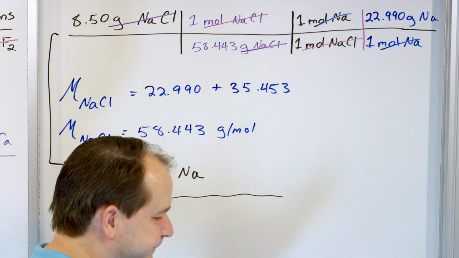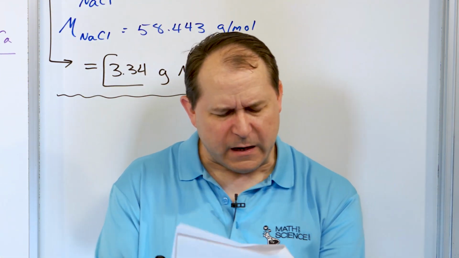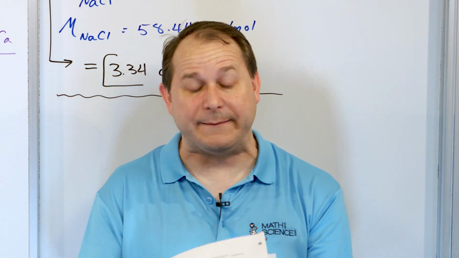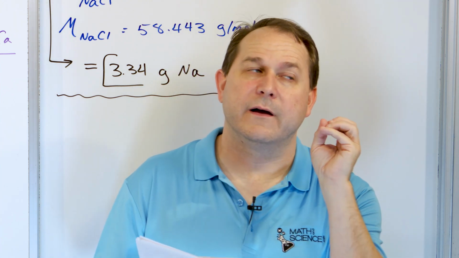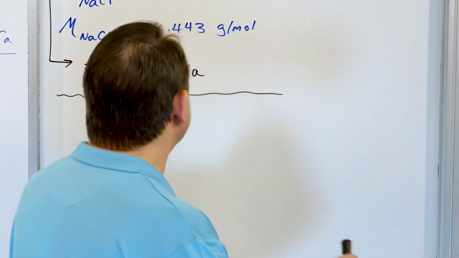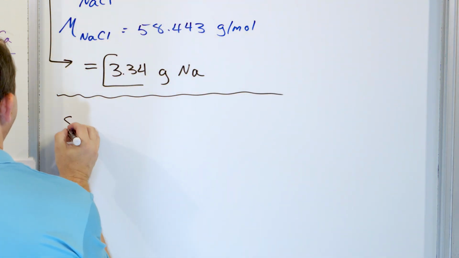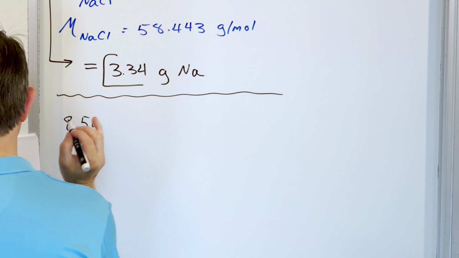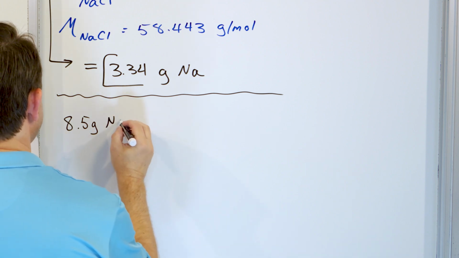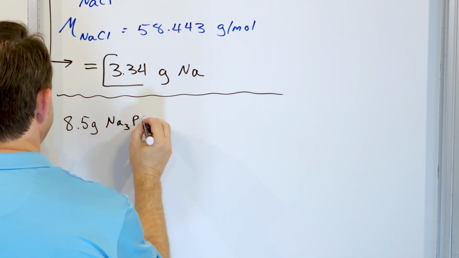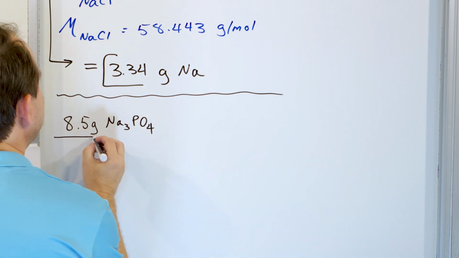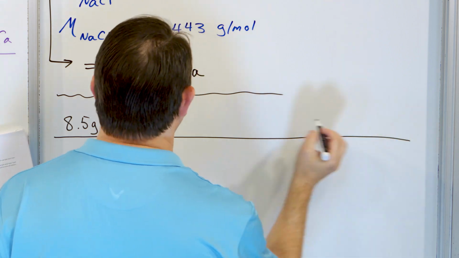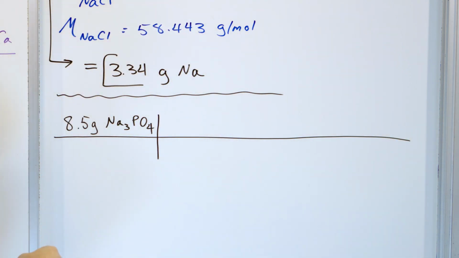All right, the next one. It's the same problem. We have an 8.5 gram sample of the next compound, and we want to figure out how many grams of sodium we have in that compound. So for this one, we're going to say 8.5 grams of the compound Na3PO4. That's grams of that. And we want to figure out how many grams of sodium are in this compound.